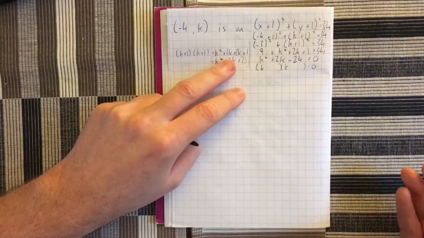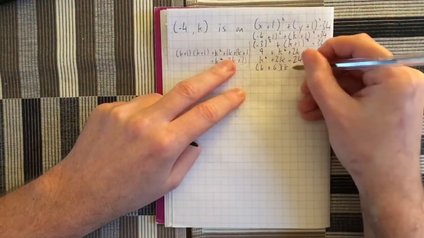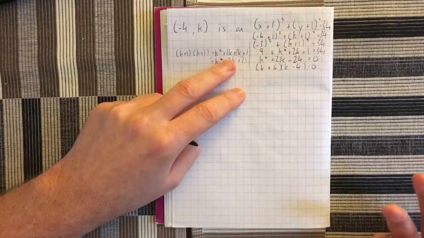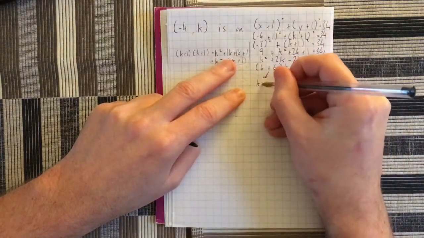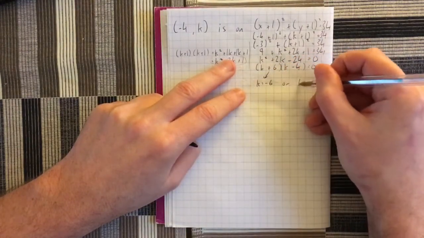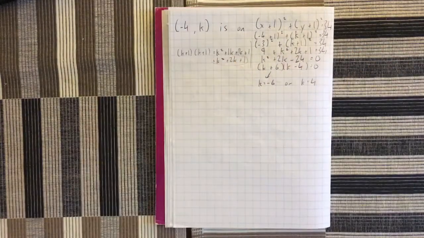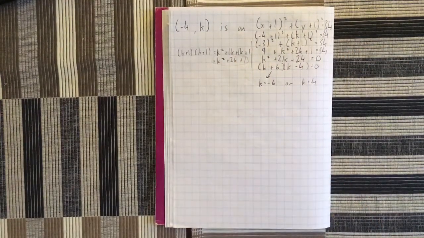So that would be plus 6 and minus 4. So (k + 6)(k - 4) is equal to 0. That means k is equal to -6, or k is equal to 4, and that's what you're asked to do, get two possible values for k.